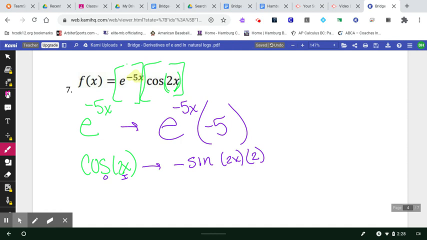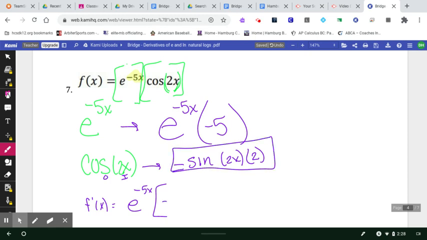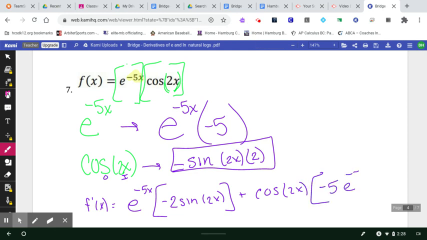So now I'm going to go through my product rule. So f prime of x equals the first term times the derivative of the second, which is this guy. I'm just going to clean it up and rewrite it as negative 2 sine of 2x, plus the second term times the derivative of the first, which is negative 5 e to the negative 5x. Okay, so calculus-wise, it's done.